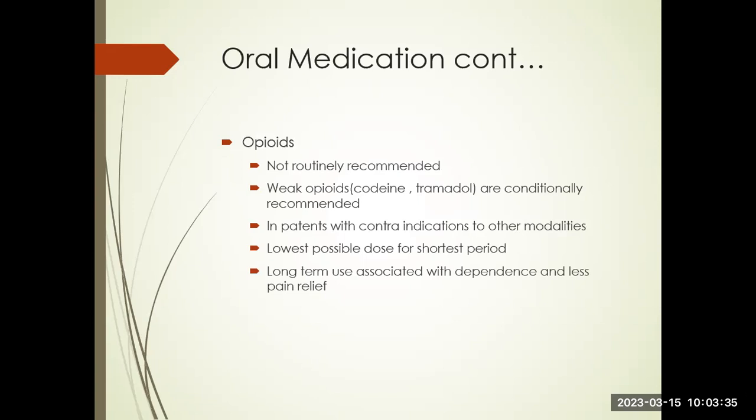We can use opioids, but it is also not routinely recommended. We can use weak opioids like codeine or tramadol, but only in special circumstances. When patients are in severe pain for a short duration, we can use them, but that is if there are contraindications to NSAIDs. Here also, we must give the lowest possible dose for the shortest period, because long-term use of opioids is associated with dependence and less pain relief.